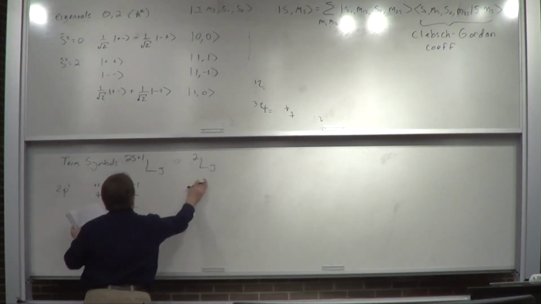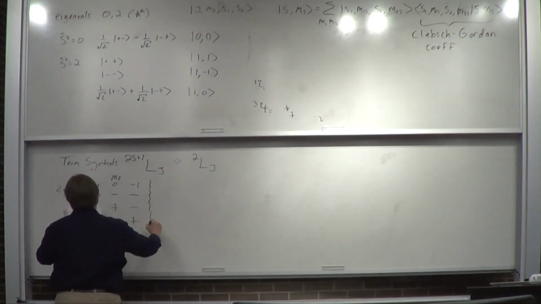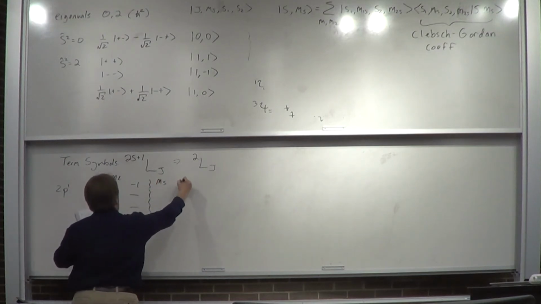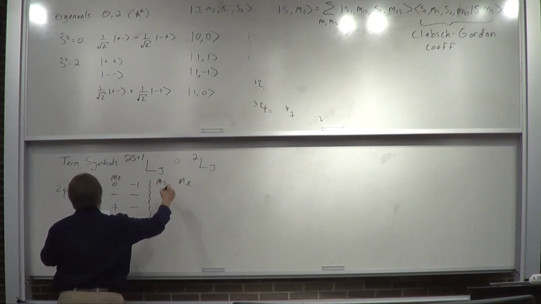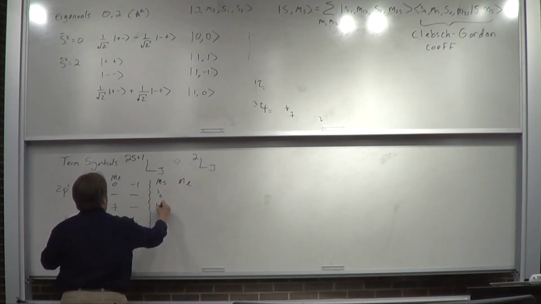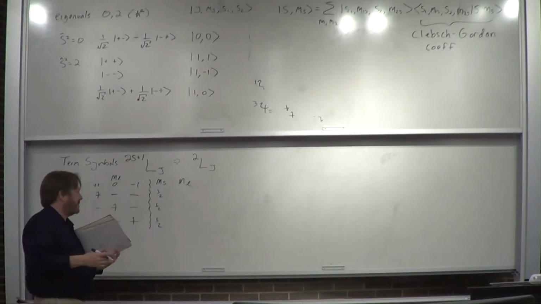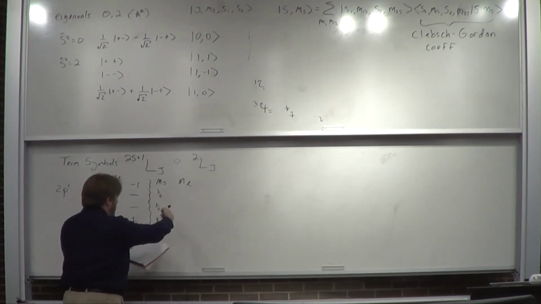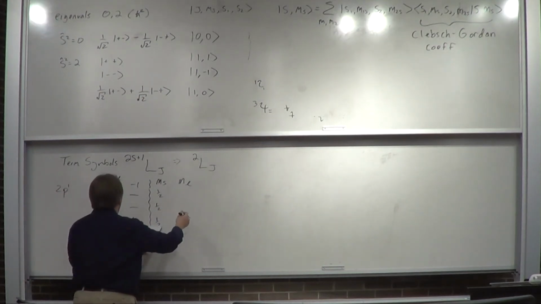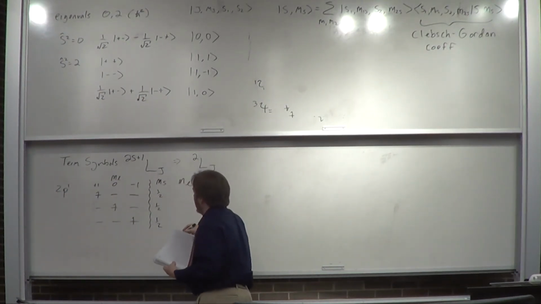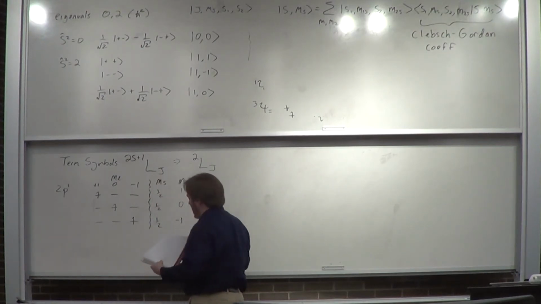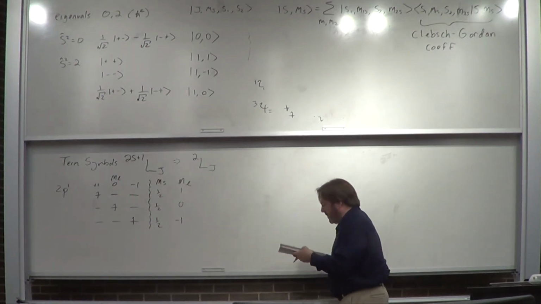What I'm going to do is tabulate m sub S and m sub L. So m sub S is always 1/2. You want to do that for when you have more than 1 electron, right? Again, I mentioned that this is actually trivial, but I want you to do it because when we have more than 1 electron, it's a little bit more painful. The m sub L is 1, 0, and minus 1, technically.